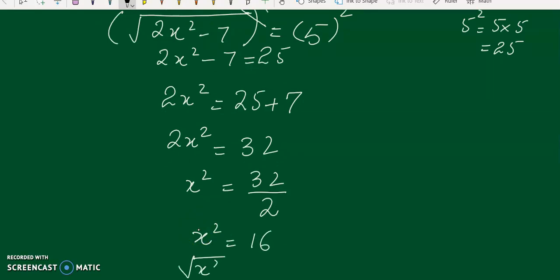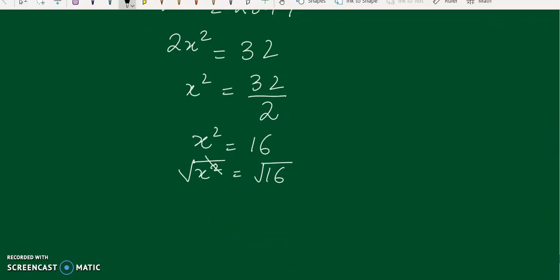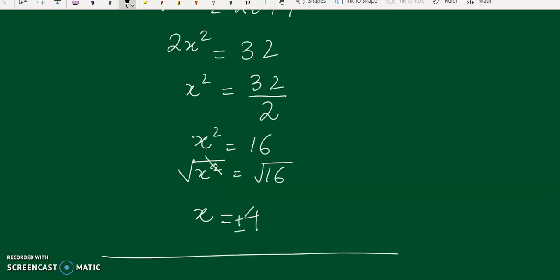Now we take square root on both sides. Why? क्यों हम square root ले रहे हैं? To cancel out this square on x. So we get x is equal to 4. In fact, we will write plus minus 4. Now, what is the meaning of plus minus 4? Plus minus 4 means that x can be 4 and x can be minus 4 as well.